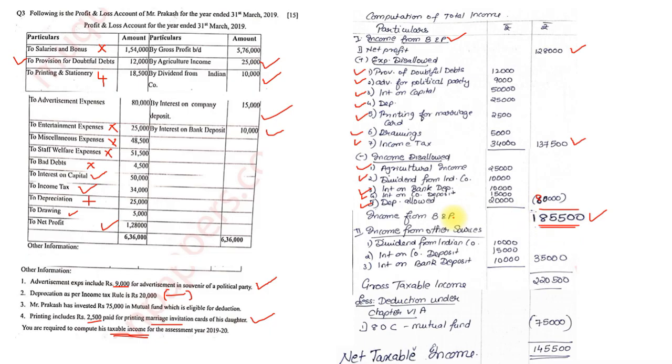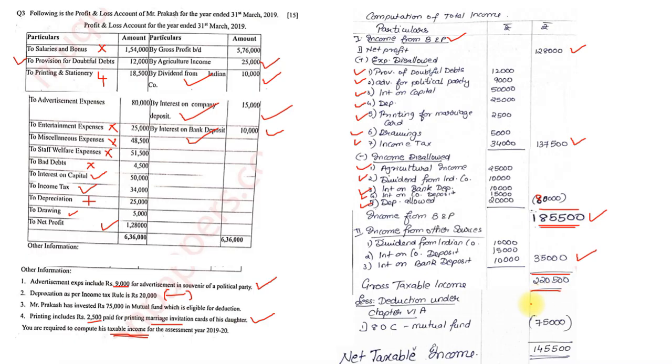Income from other sources. For other sources, you will have to look only at the income part. The agricultural income is an exempted income, will not come. But dividend from Indian company, interest on company deposit, and interest on bank deposit, all three will come under income from other sources. We add up, and to the business and profession income, we add 35,000 more. We get the gross taxable income of 2,20,500.